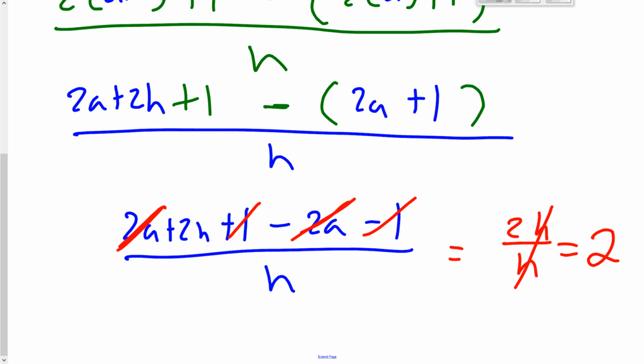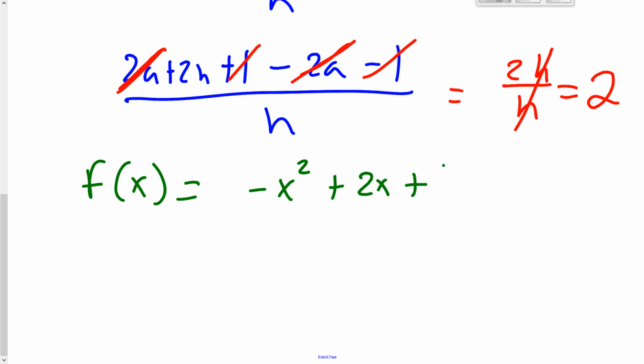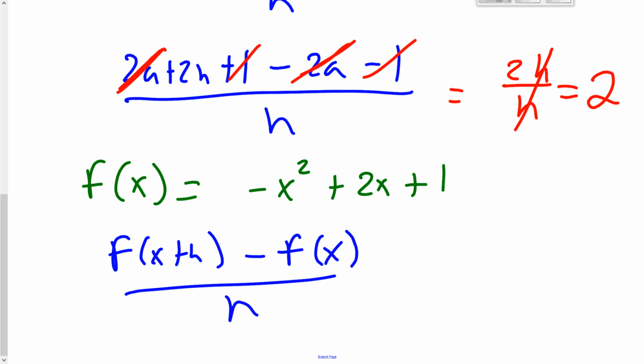Okay? So you could do the same thing with this if you did say f of x equals negative x squared plus, let's just do 2x plus 1. Let's make it a little more complicated. Okay, and let's do the f of x one. So we're going to perform f of x plus h minus f of x all over h, and it's the same thing as the other one.